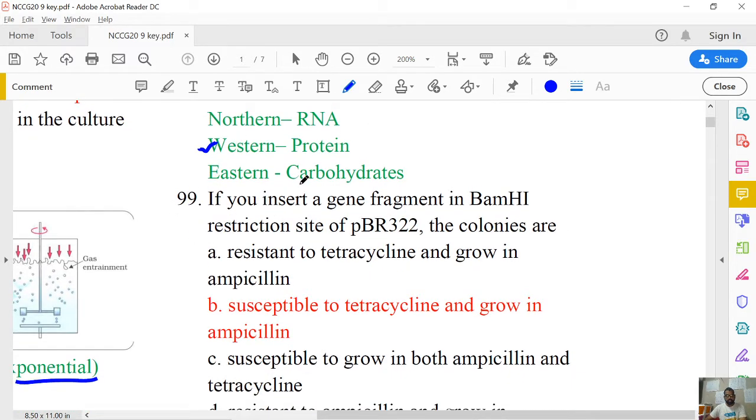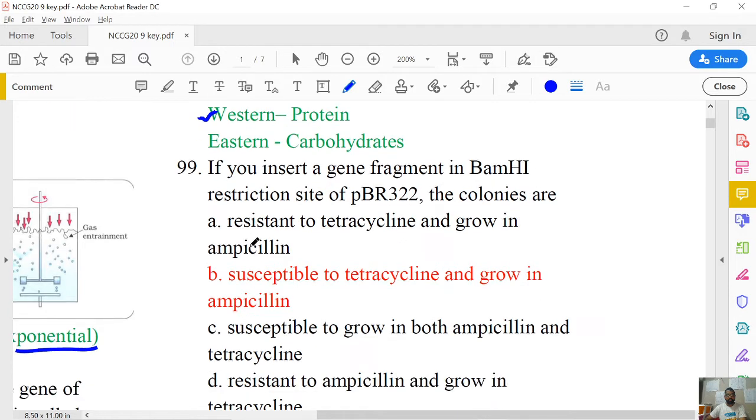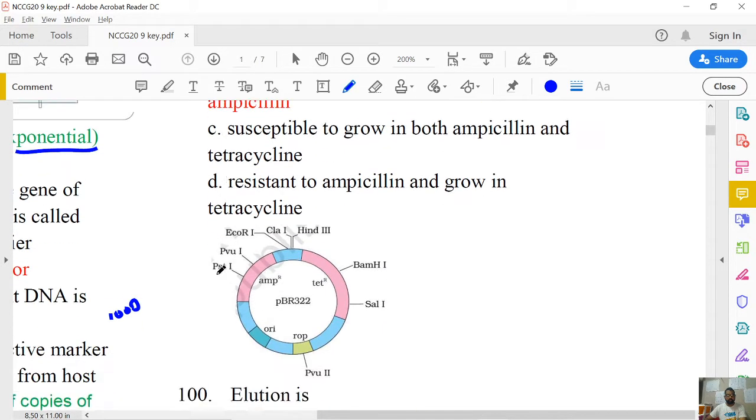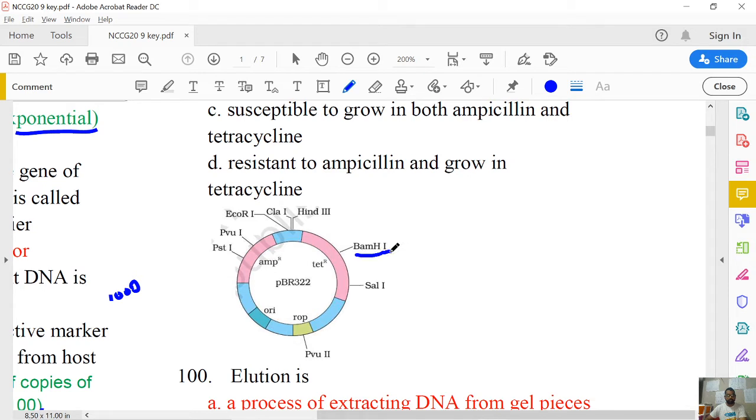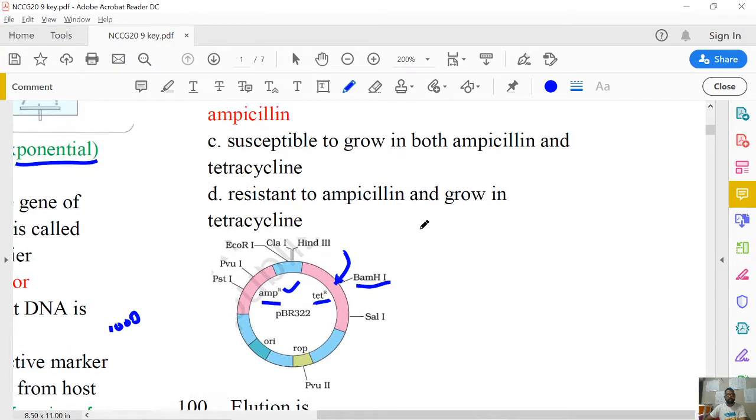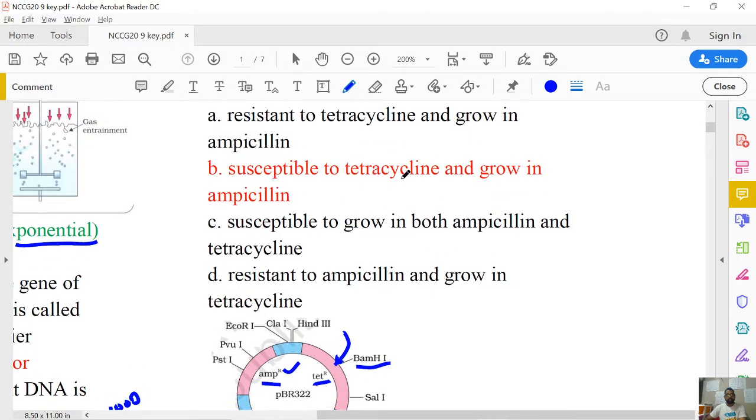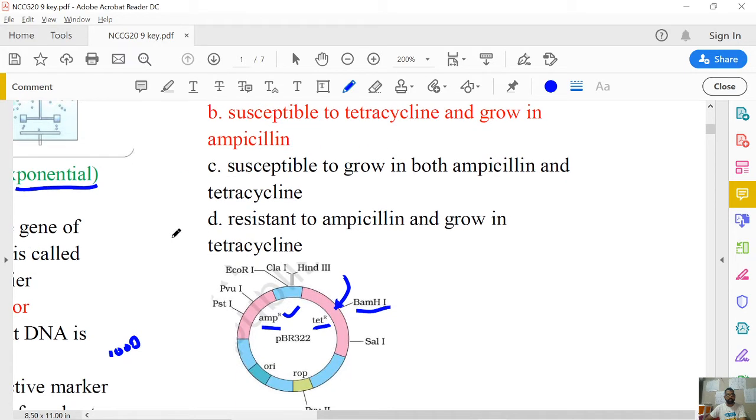If you insert a gene fragment in BamHI of pBR322, the colonies. When you look into the plasmid structure, this is where the BamHI is. It is part of the tetracycline resistance. So when I insert the target gene in this part, tetracycline resistance will be lost, but it will have the ampicillin resistance. So susceptible to tetracycline, they grow in ampicillin because they have resistance to ampicillin.